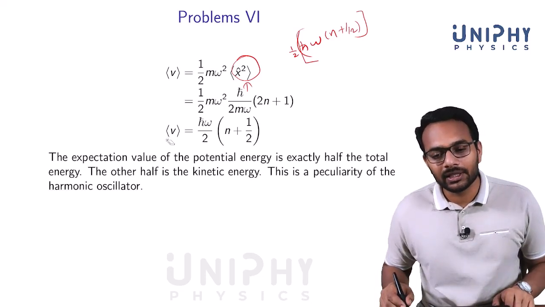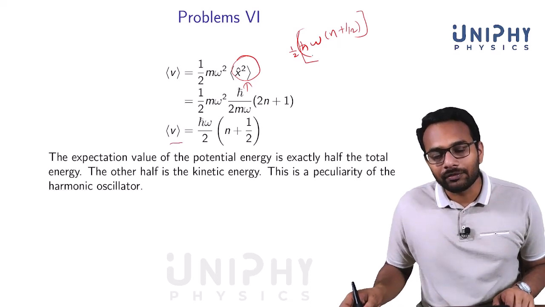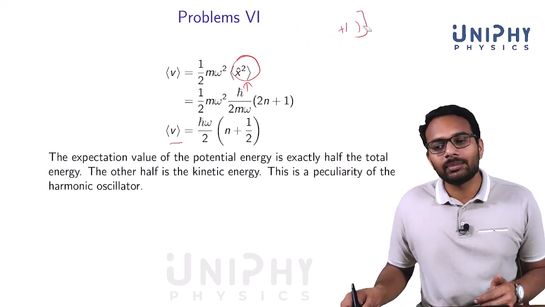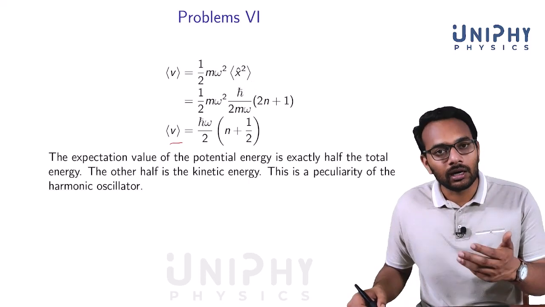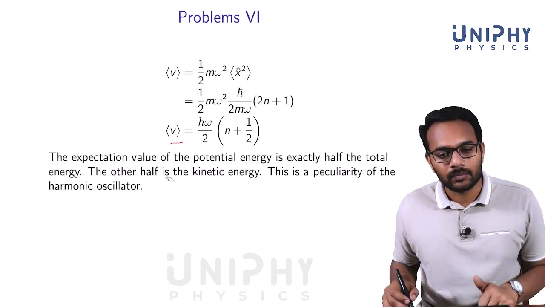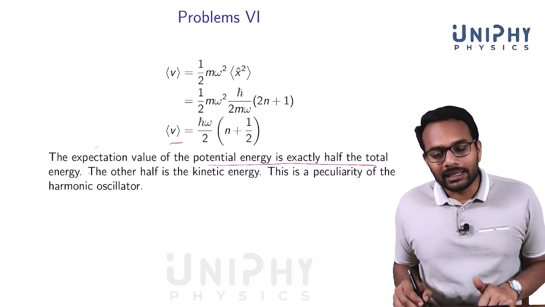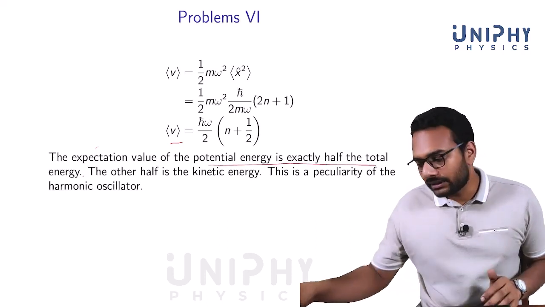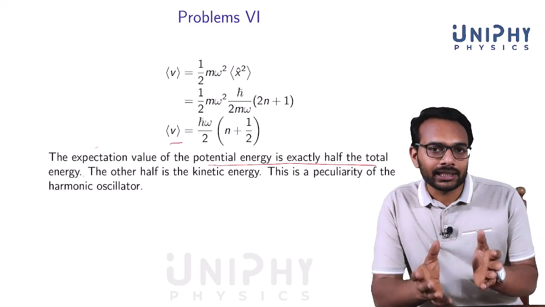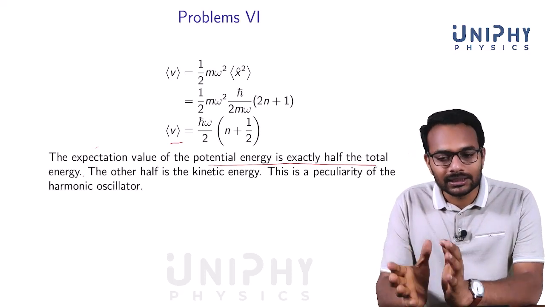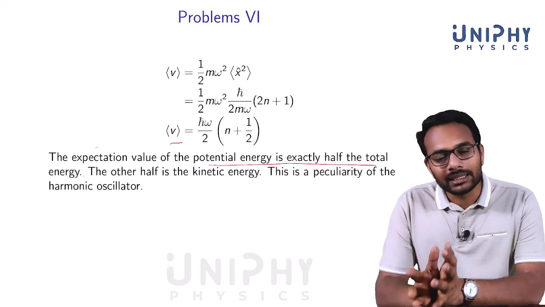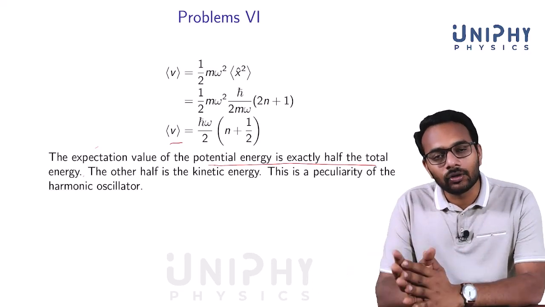So the expectation value of the potential energy is half of the total energy, and you will see that the expectation value of the kinetic energy is also half of the total energy. The other half is the kinetic energy. This is a peculiarity of the harmonic oscillator. So such problems can be done using creation and annihilation operators without any complicated integration.